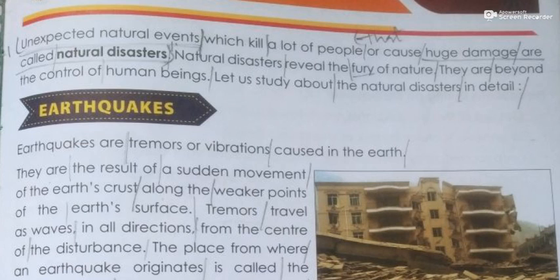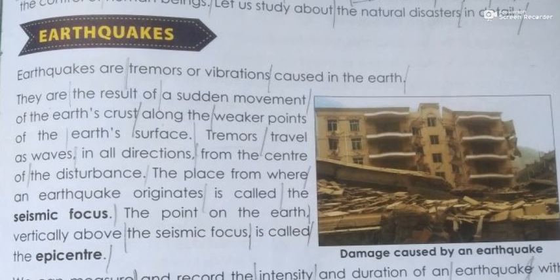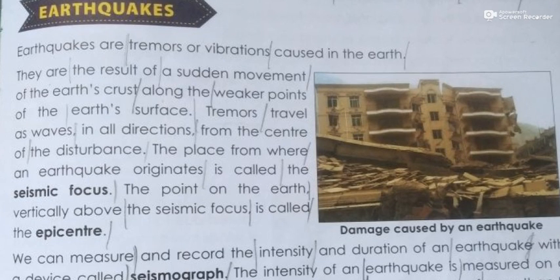Natural disasters reveal the fury of nature. Fury means the highest stage of anger, and they are beyond the control of human beings. Let us study the natural disasters in detail. When a natural disaster comes, it comes in a very strong way. No human being can control it. We cannot do anything against these natural disasters. So let's learn about them in detail.